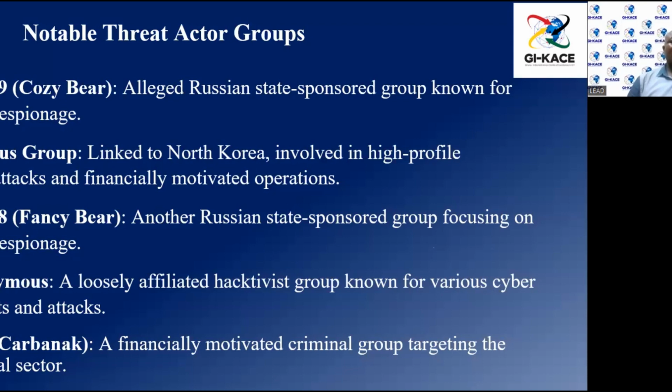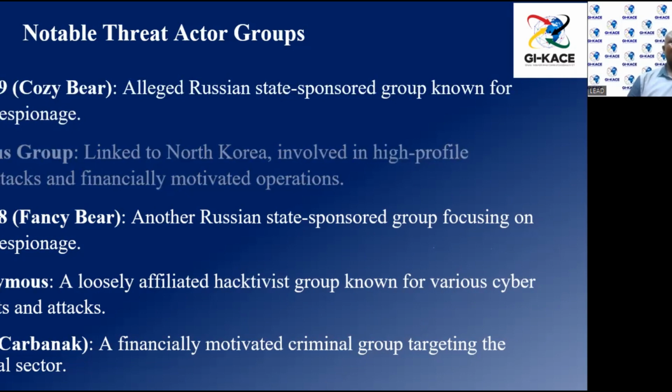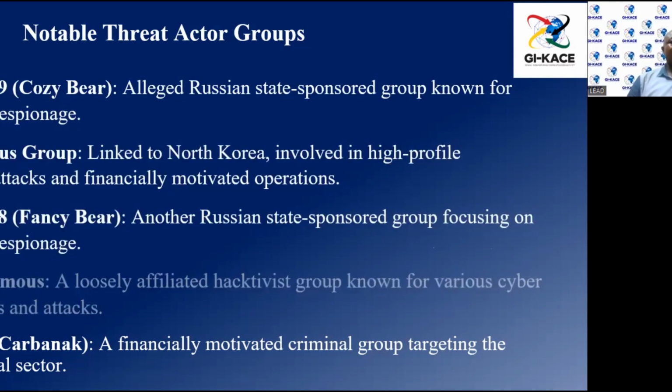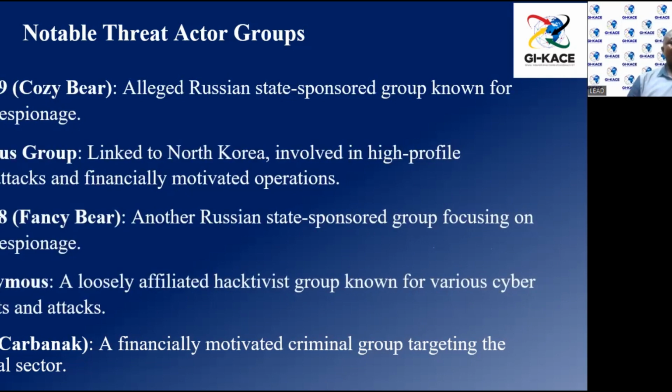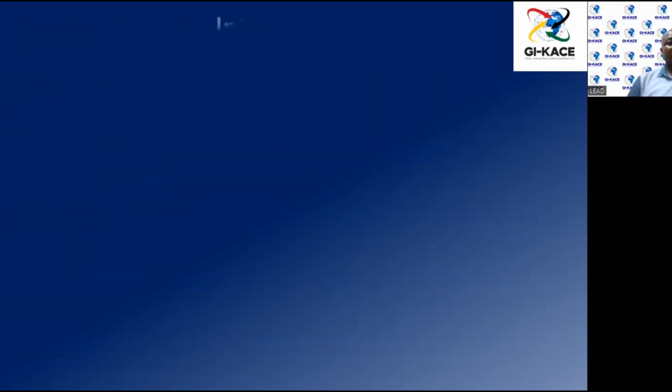Then we have the FIN7, that's the Carbanak group, a financially motivated criminal group targeting the financial sector. So these people are interested in where the money lies, so that they can get some money for themselves. They are not doing it through activism or nation state or anything. Okay, so these are the notable groups that we have.